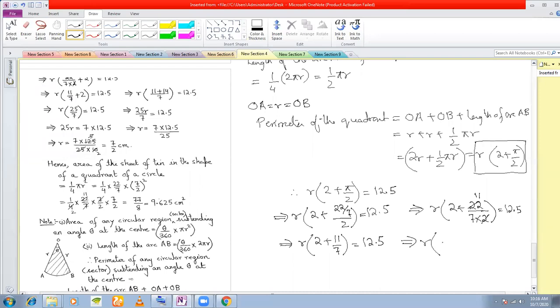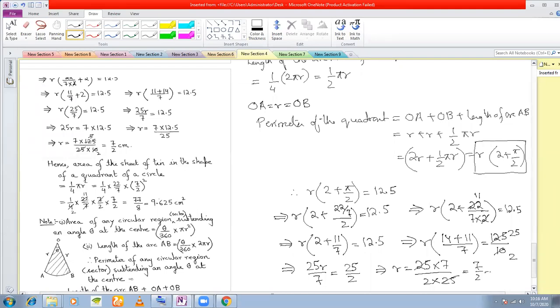And that means r, take the LCM, 14 plus 11 divided by 7 is equal to, convert this to a fraction also, 125 by 10. Cancel this 10, 25 and 2. You get 25r by 7 is equal to 25 by 2. That means r is equal to 25 into 7 divided by 2 into 25. After cross multiplying, r is equal to 7 by 2. That means 3.5 centimeters. You're getting the value of the radius.